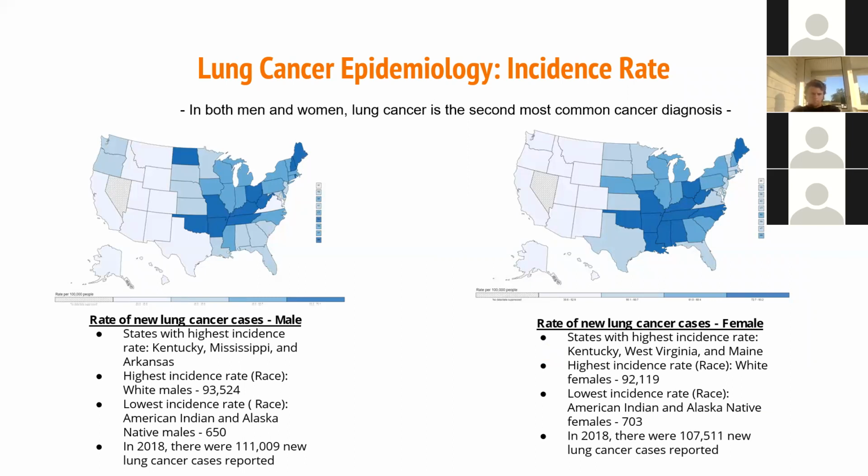The rate of new lung cancer cases within females was similar to the males. The states with the highest incident rate were Kentucky, West Virginia, and Maine. The highest incident rate based on race was white females. The lowest incident rate was also American Indian and Alaskan Native. And in 2018, there were about 100,000 new lung cancer cases reported.